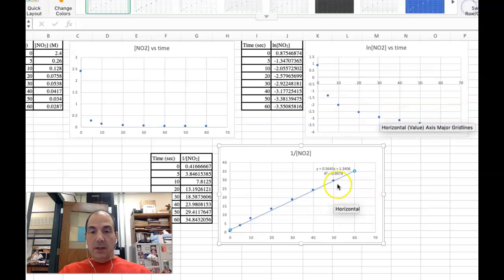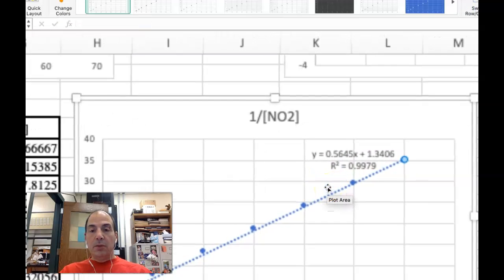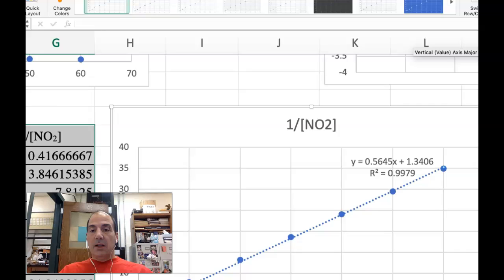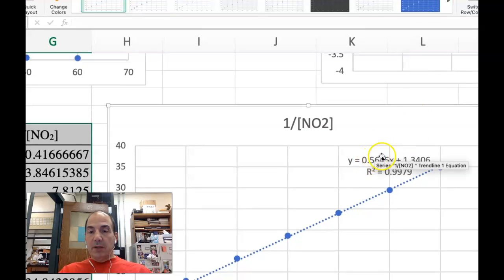All right, when I do that, let me zoom in a little bit. My R squared value is 0.9979, so my points are pretty good in terms of the trend line, right? A value of 1 means perfect. We're pretty good, okay? So I see my slope is 0.5645. So not only do I know it's second order, I know that rate would equal k, which is 0.5645, times NO2 to the second order. So I've got that much.